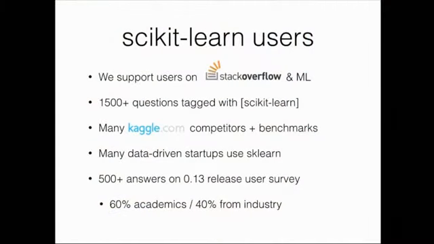Our users are primarily supported via Stack Overflow and the mailing list. We have a specific tag. There are many users who exercise themselves on Kaggle competitions. And the Kaggle people also sometimes use Scikit-Learn for their benchmarks. There are many users working as data scientists in data-driven startups. And we did a survey like two years ago or something, maybe one year and a half. And at that time, more than half of the users were academics, researchers, postdocs, PhD students, and 40% from industry. But I think nowadays there are more people from industry, from startups or data stuff.